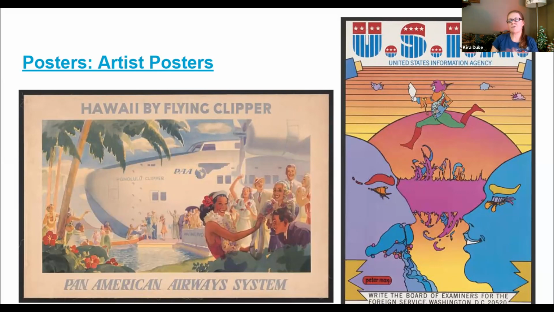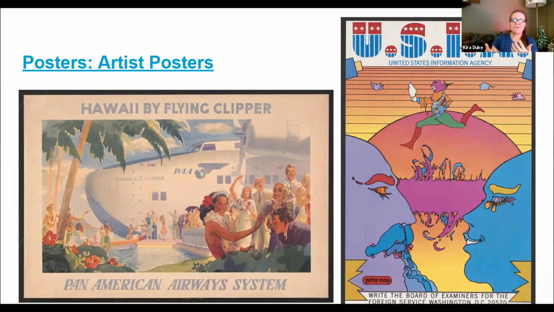Yeah, it's a recruitment poster. We're trying to encourage people to join the Foreign Service. Looking at the imagery there, anybody want to guess what time period that's from? 60s. I can't remember actually, the 60s or 70s, but yeah, it's definitely got that psychedelic feel to it.